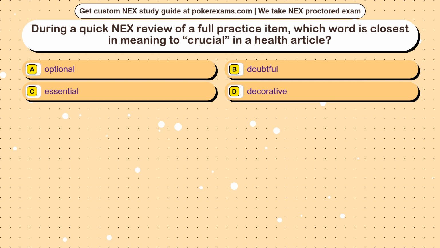Question 2. During a quick next review of a full practice item, which word is closest in meaning to crucial in a health article? Option A, optional. Option B, doubtful. Option C, essential. Option D, decorative.